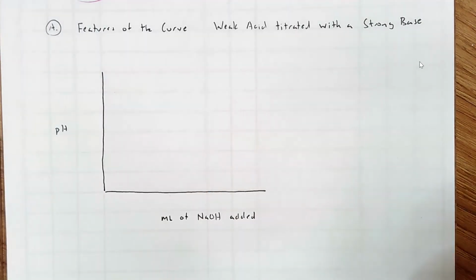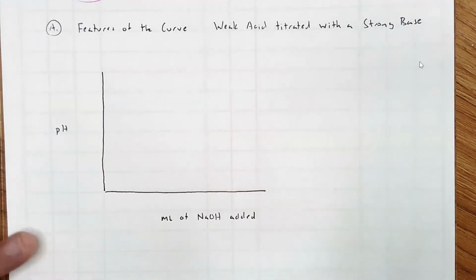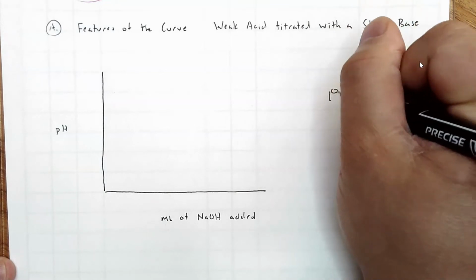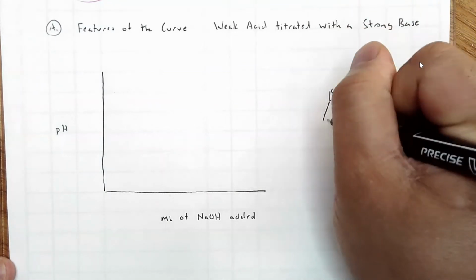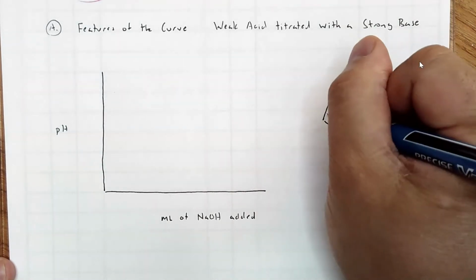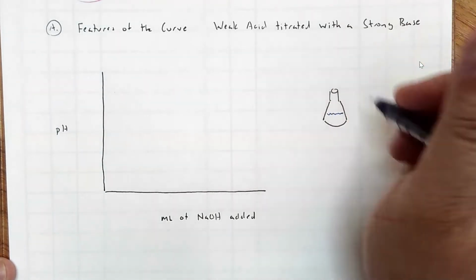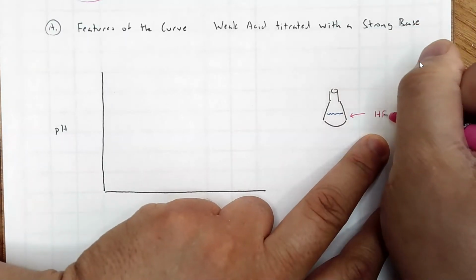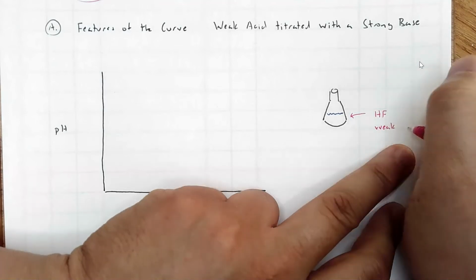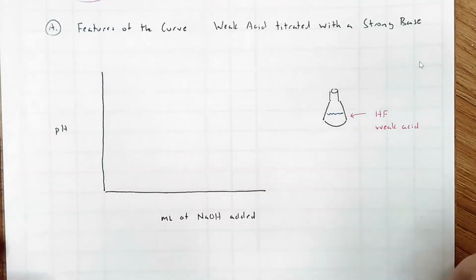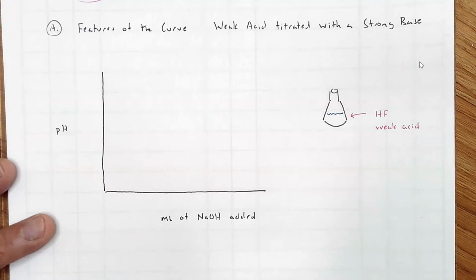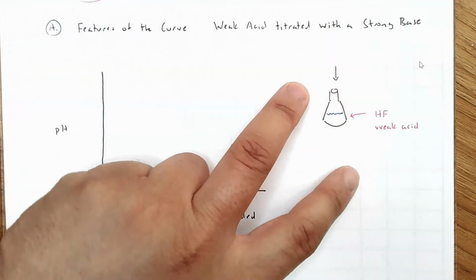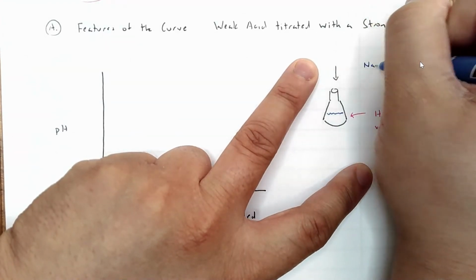Okay, it's a weak acid, and we could pretend that that weak acid is hydrofluoric acid. So in the Erlenmeyer flask, we have a solution, and let's say this is HF. And we know that this is considered a weak acid. It's not one of the 7 strong acids that you're asked to memorize. And then we are adding, I won't draw the burette, but we are dripping in base, and we'll use NaOH, and that's your strong base.